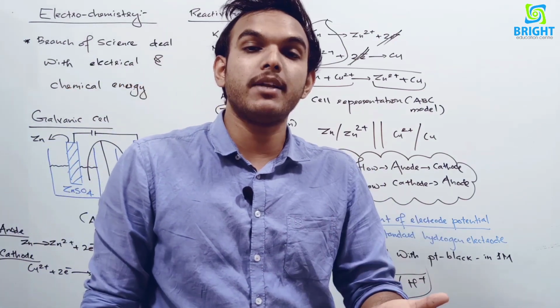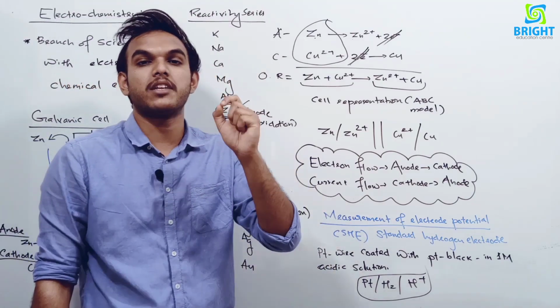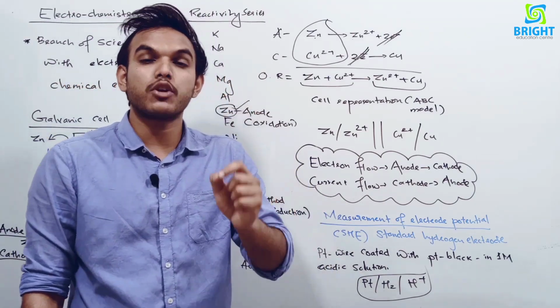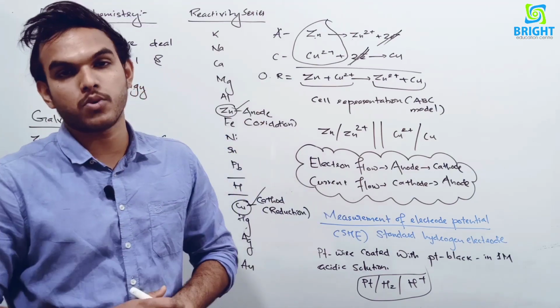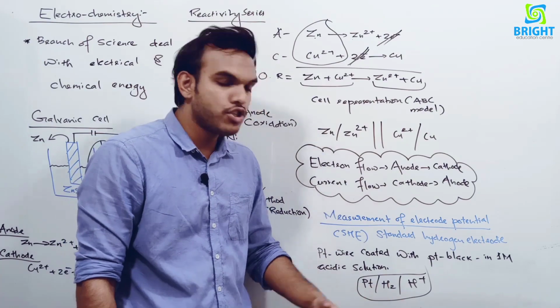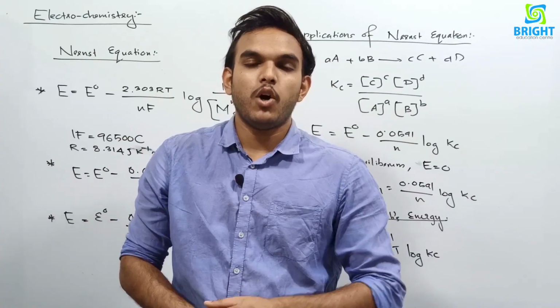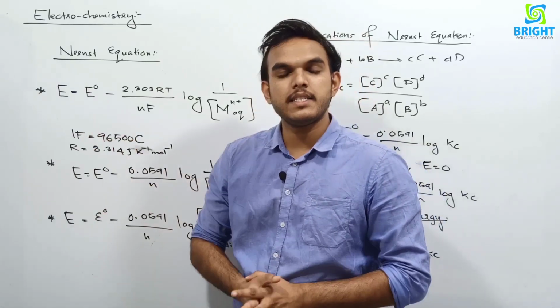Now for the measurement of the electrode potential, we have to use SHE. What is meant by SHE? Standard hydrogen electrode, that is a platinum wire coated with platinum black in 1 molar solution. So the cell representation of SHE is platinum solid bar H2 gas bar H plus aqueous. This is the condition of this cell representation. Now we are dealing with the next equation, that is the Nernst equation.